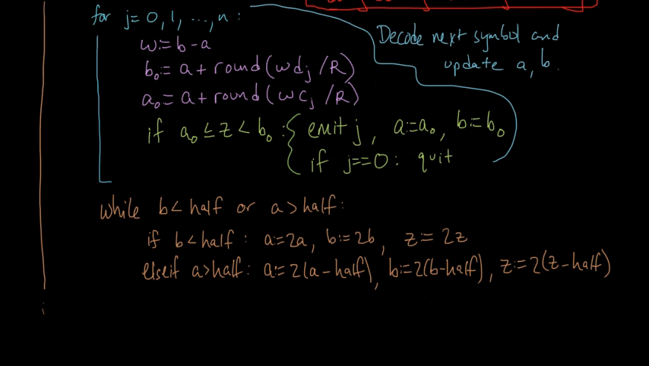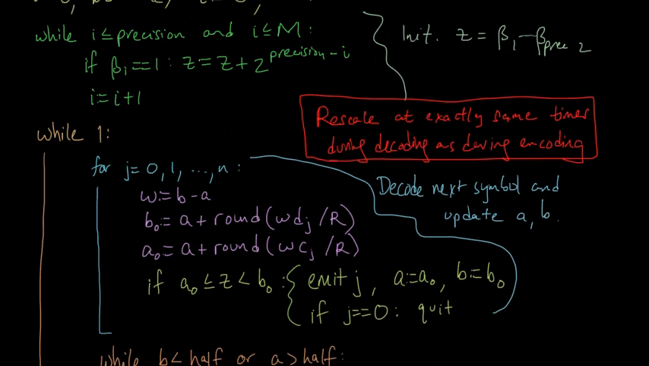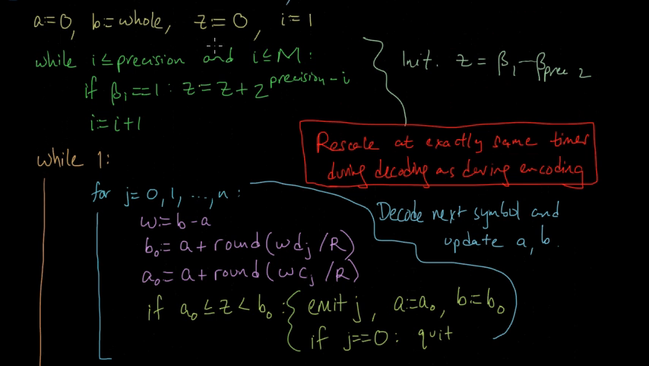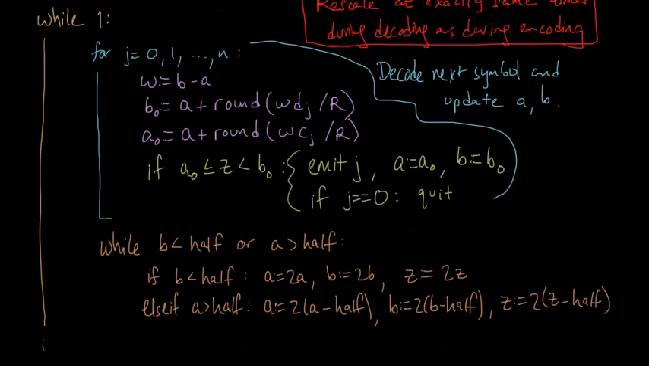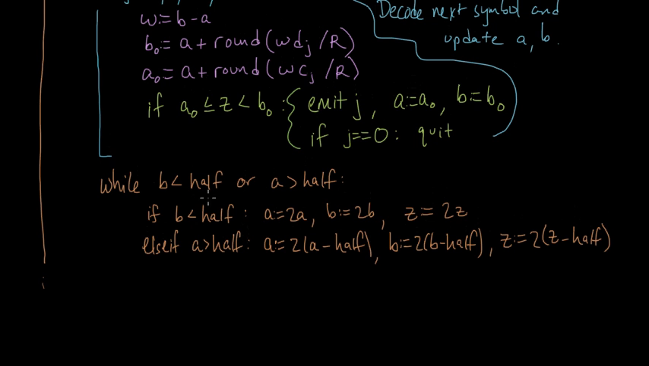Now, remember that Z was an approximation. When we initialized Z up here, we started out as 0, and we initialized it in this way. And Z was just an approximation to our given level of precision. So when we do this rescaling, think about what's going on here. We're blowing things up again.